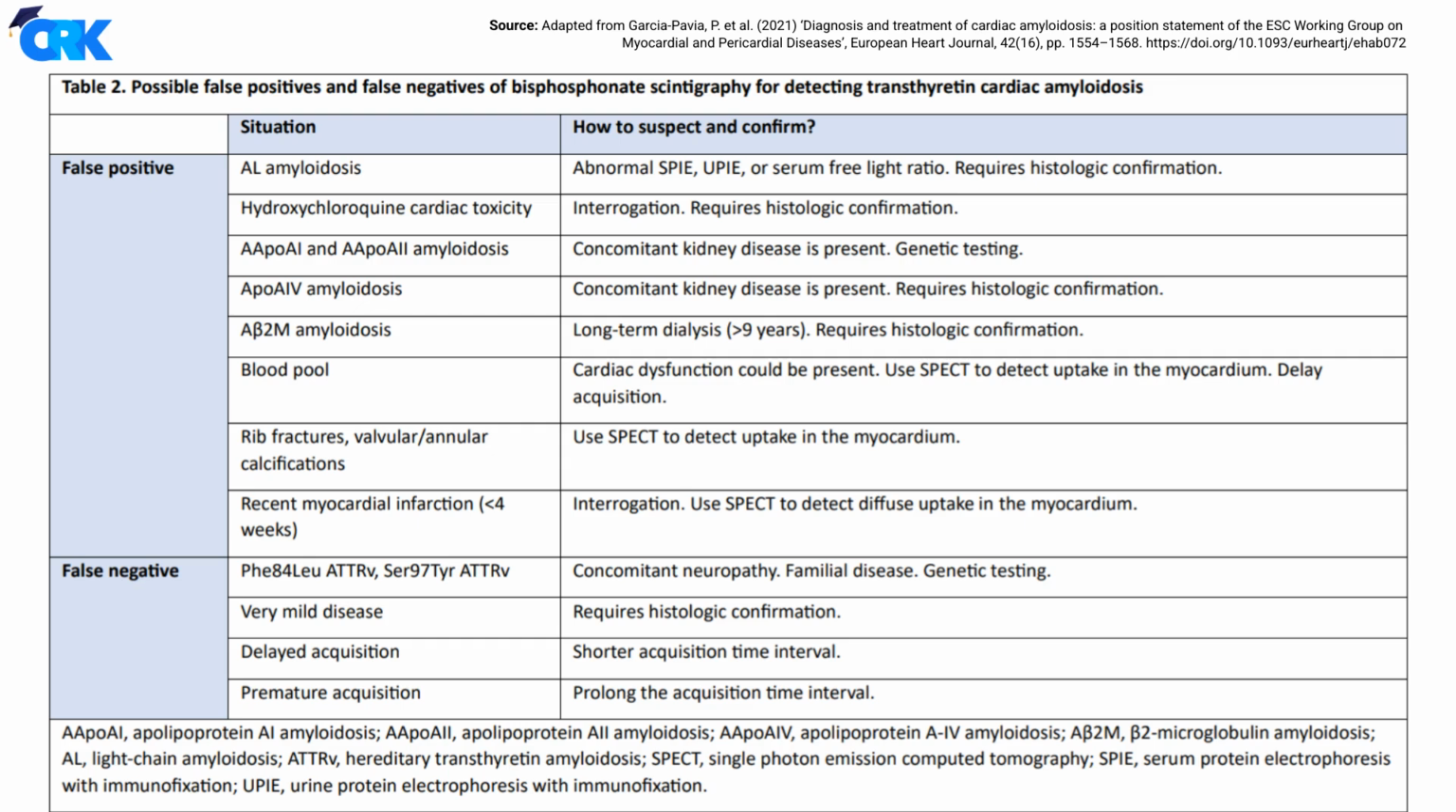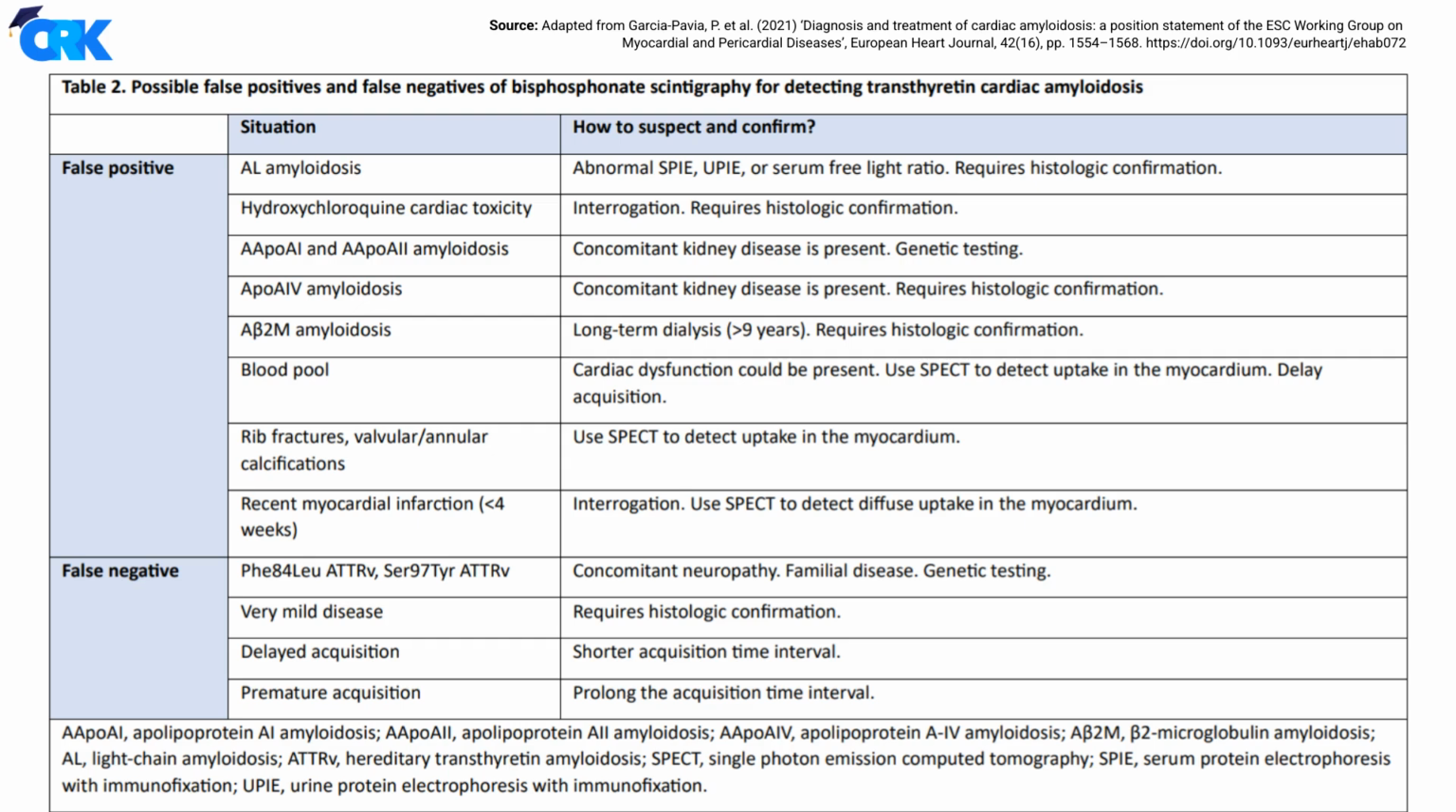Let's take a closer look at these scenarios summarized in Table 2. False positives can occur under several conditions. AL amyloidosis: if any of the monoclonal screening tests, SPIE, UPIE, or serum free light chain ratio, are abnormal, bone scintigraphy cannot be used as a standalone diagnostic tool. Histologic confirmation is required. Hydroxychloroquine cardiac toxicity: considered if the patient has a history of hydroxychloroquine use.